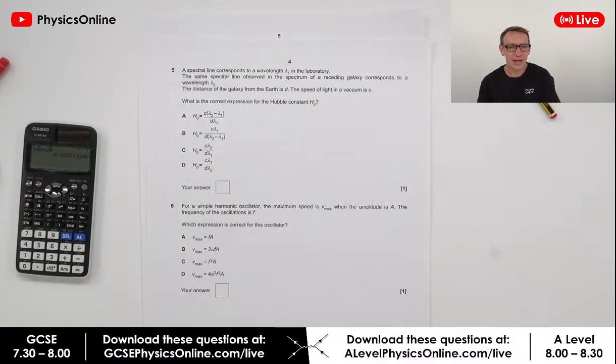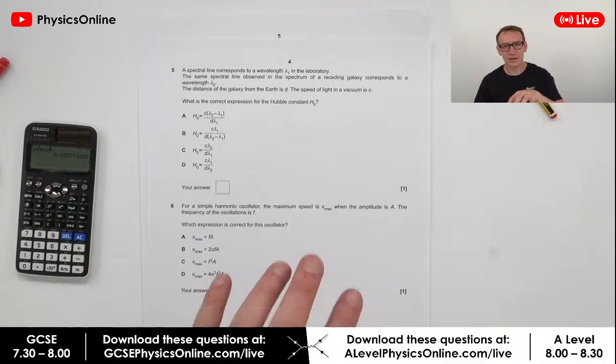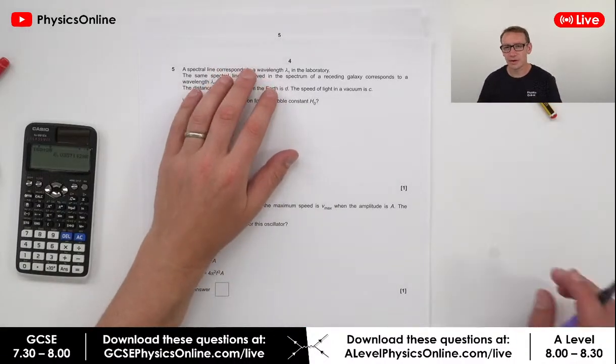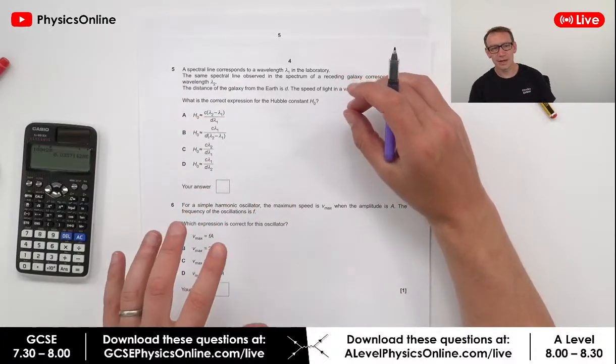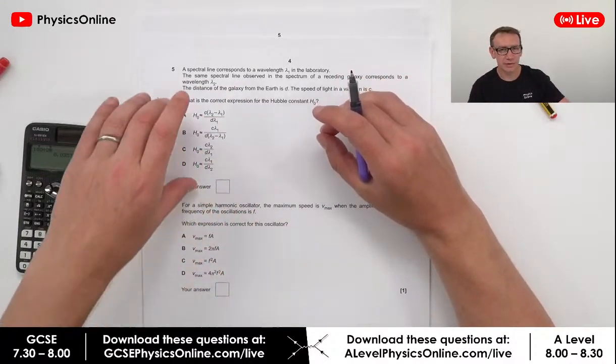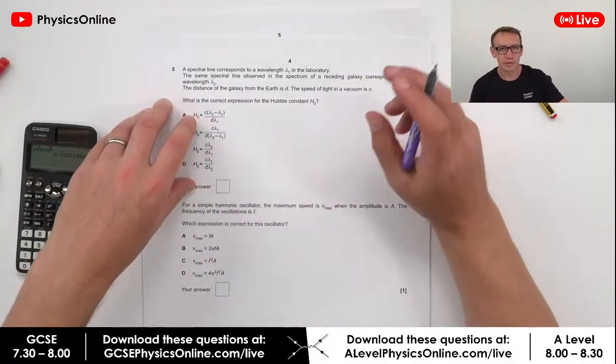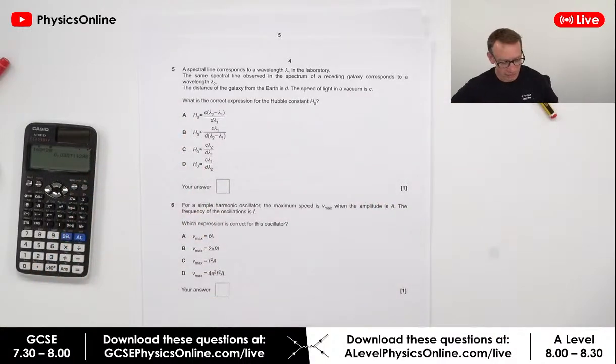Okay, now this one over here is something which is specific to OCR. So if you are OCR A, I know lots of you are, you know this. If you are AQA, do not worry about this. This is not something that comes up on paper 1 or 2 for AQA. Okay, so this one over here, let me just look at my notes.